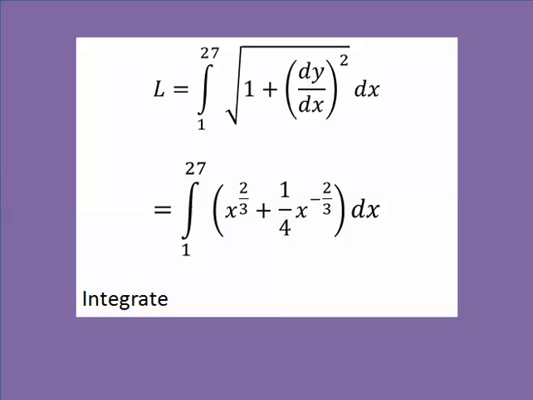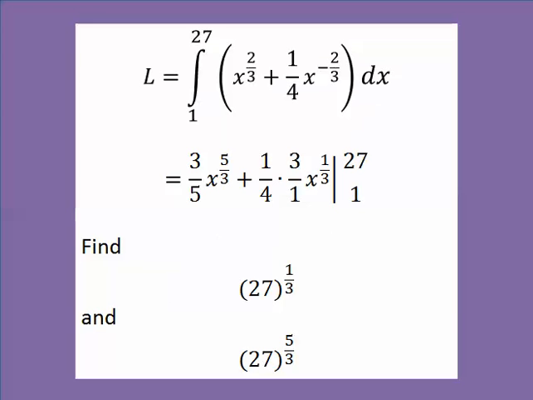And so the length, usually we have to use a calculator to find arc length. In this case, because what was underneath the radical was a perfect square, we don't need to do that. All we do now is just integrate. After we integrate, we evaluate.